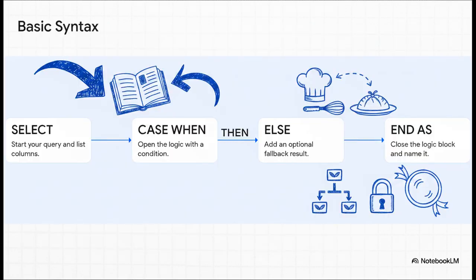Okay, I know. Syntax can look a little intimidating, but it's really just a simple recipe. CASE WHEN, that's your if statement. THEN is what you want to happen. ELSE is your safety net. It's what happens if none of your conditions are met. And the most important part, you always have to close the whole thing with END.